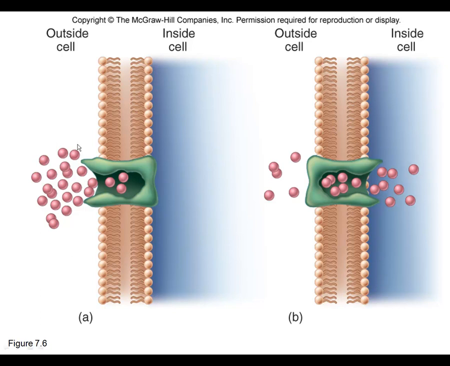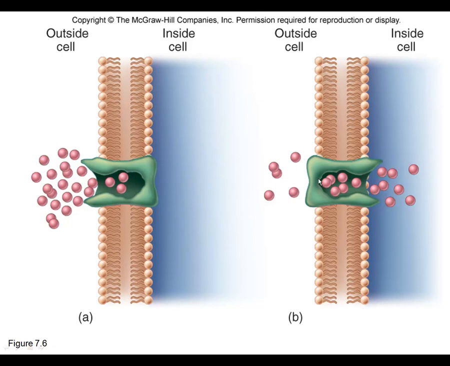So here you have the outside of the cell. You've got all of your molecules here, and then they are going to go in and fit into the carrier protein. That's going to cause that carrier protein to change its shape. When it does, then it releases those molecules to the inside of the cell, and once those molecules are on the inside, it will go back to its original conformation and pick up the rest of the molecules that are on the outside of the cell.